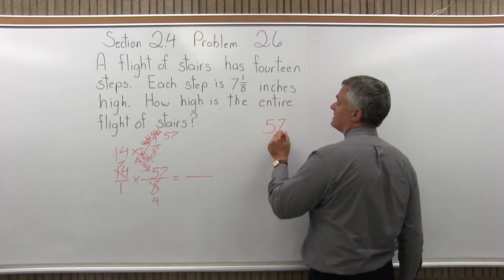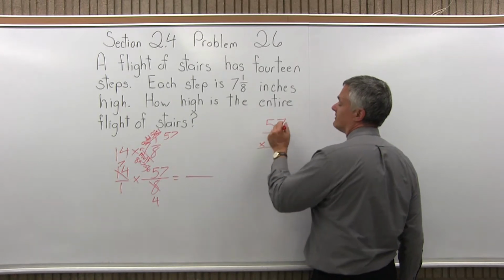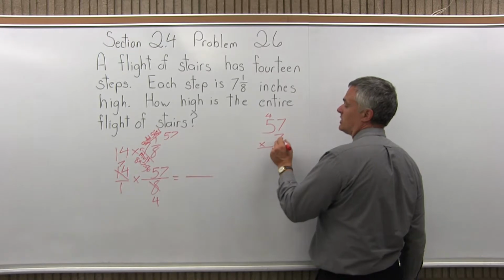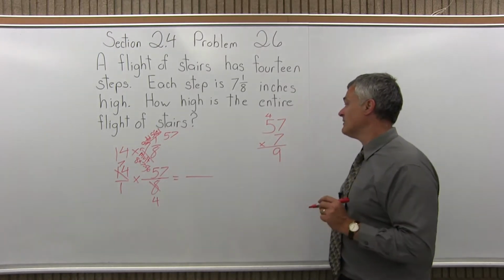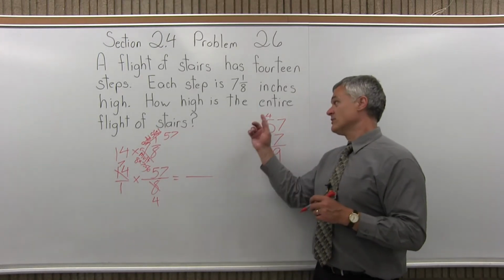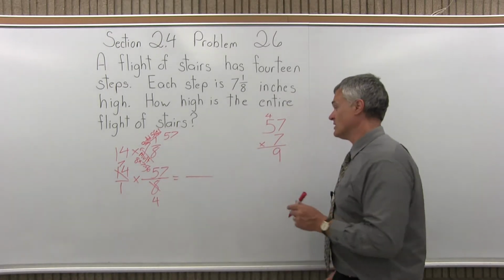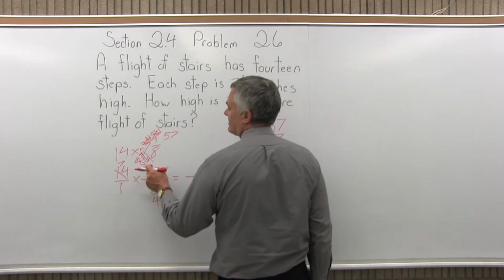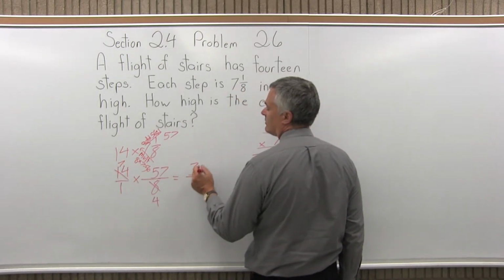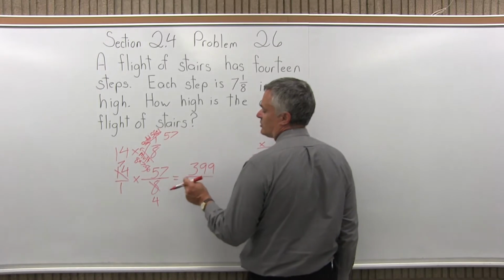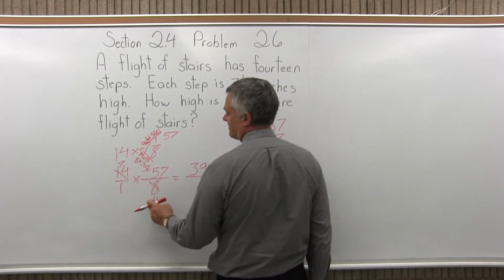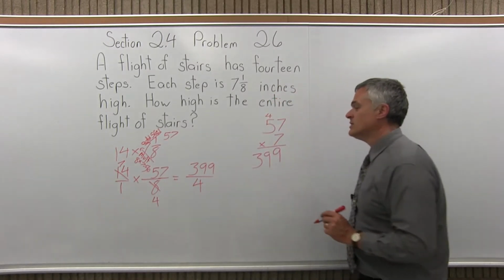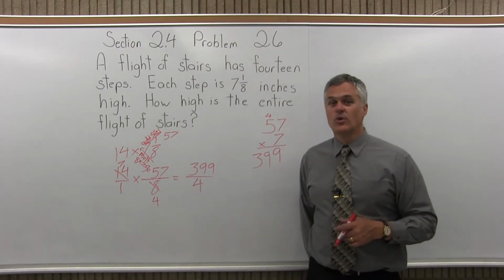So 57 times 7, I'll multiply 7 times 7 is 49. Write the 9, carry the 4 to the top of the next column. 7 times 5 is 35. Then you add the 4 that you carried. 35 plus 4 is 39. So 7 times 57 is 399. And then the denominators, after I did some pre-reducing, wind up being 1 times 4, which is 4. So it would be 399 over 4.